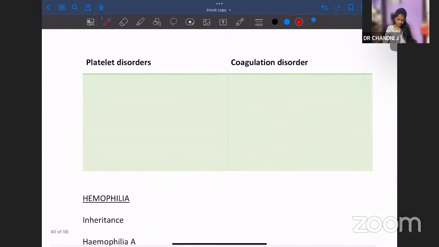Coming to bleeding. When a child presents to you with bleeding, it could be either a platelet disorder or a coagulation disorder. How to differentiate? In a platelet disorder, it will be mostly skin and mucosal bleeding. In a coagulation disorder, the bleeding is mostly joint bleeding, muscle bleeding.